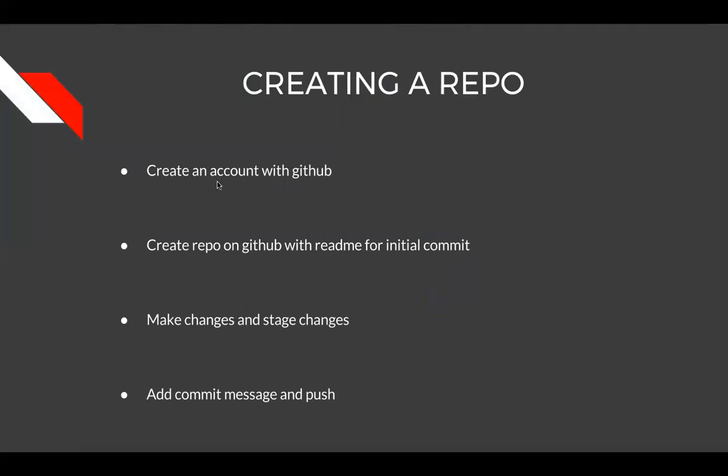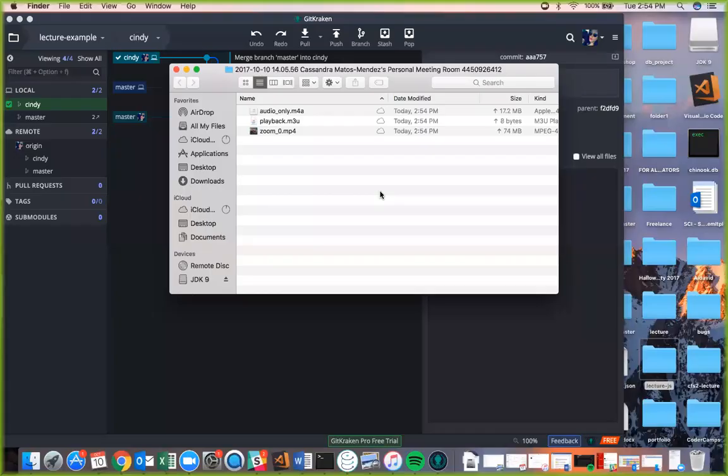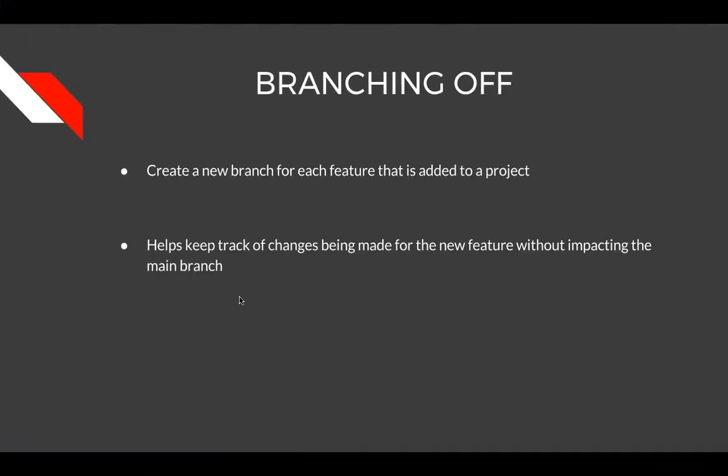So as you saw me, I created a repo by creating an account and then doing a README. I made my changes, I staged my changes, then I committed with a message and I pushed. Then we have our branching off. You want to do that when you have a new feature to a project. It also helps keep track of changes being made for the new feature without impacting the main branch. As I said earlier, let's say Tom was working on something that wasn't working properly. Instead of breaking the whole code, he just works in his local environment.